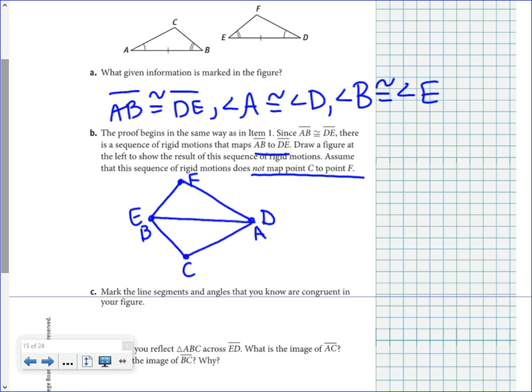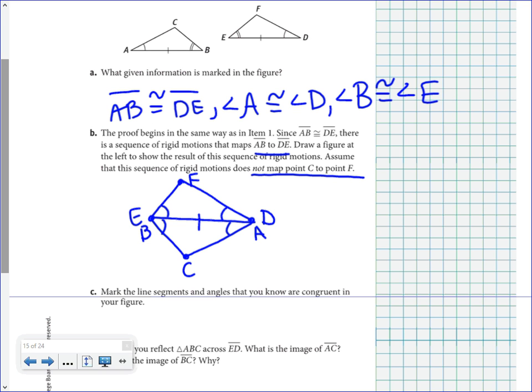And it again wants you to mark the line segments and angles that you know that are congruent based on what we just wrote in part A. So AB and DE are congruent, angle A and angle D are congruent, and angle B and angle E are congruent. Now if you look at my figure right now, this is not an appropriate representation of the given information. These two angles, B and E over here, are not the same as angle A and D. But as I have it marked right now, I'm saying that they are all four the same.